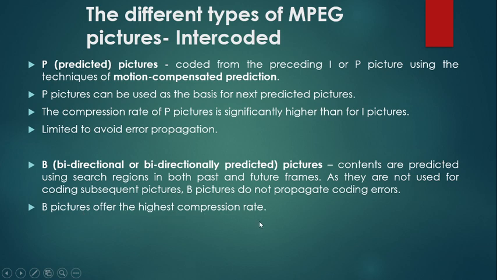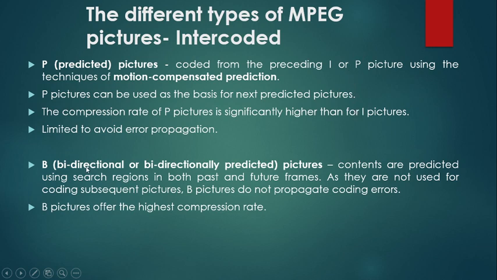So understand that there are three types of frames: I frame, P frame and B frame. I frame is an intra-coded frame, that is, it is coded independently, with the same technique as that of JPEG, whereas the P frame we will code from the preceding I frame or P frame, and it will propagate the errors.